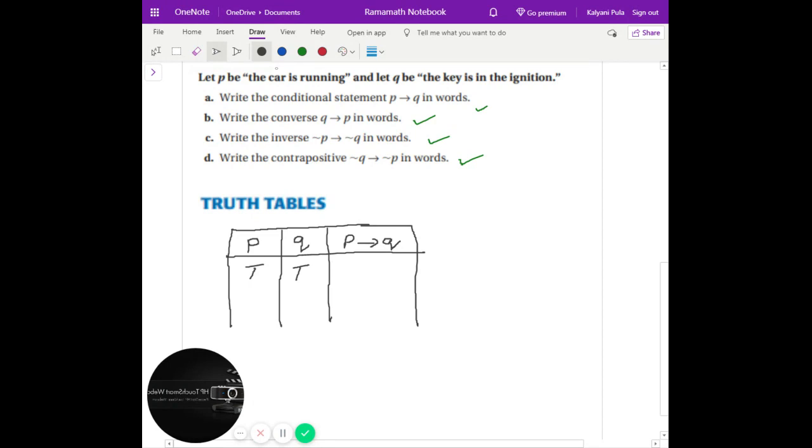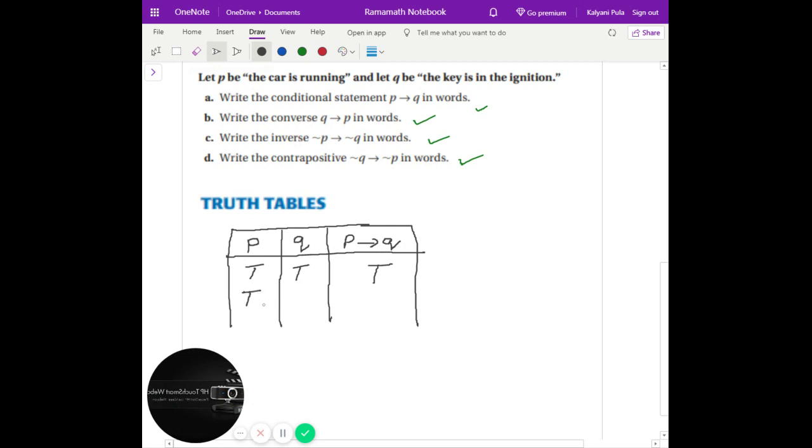So the first one is P, the car is running, it's true. Let's say the ignition is also in there. Do you think both are going to be true? If the car is running, the keys should be in the ignition. Yes, that is true. There you go, that's true.